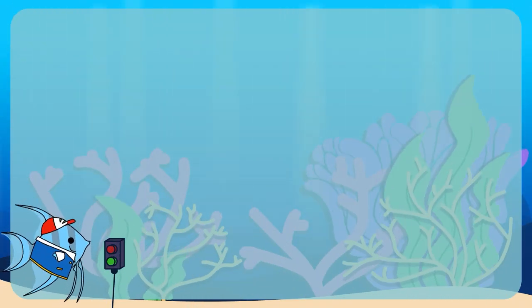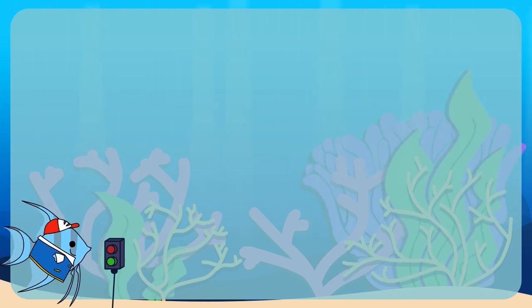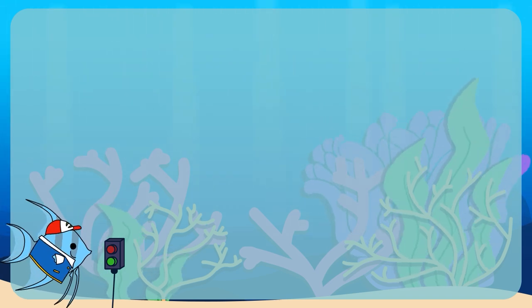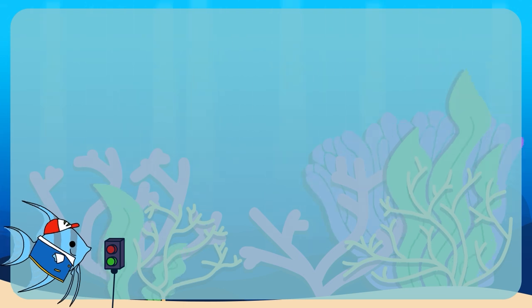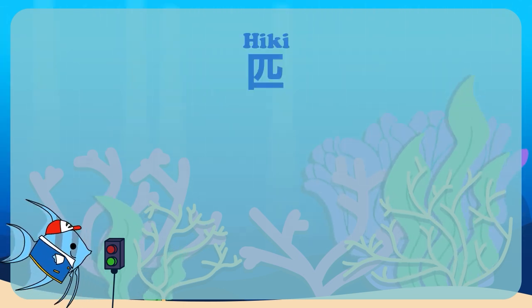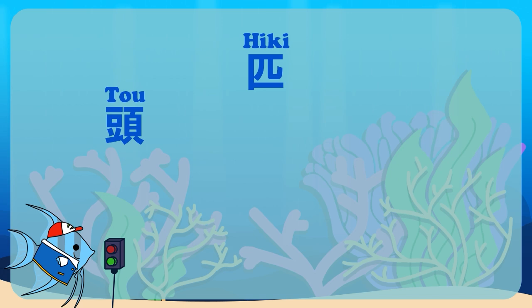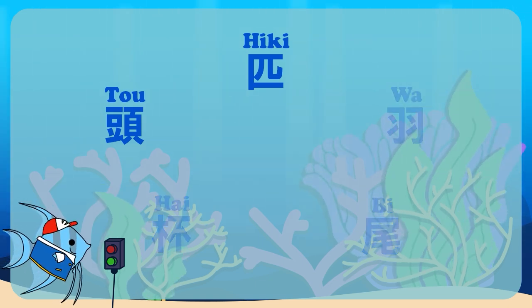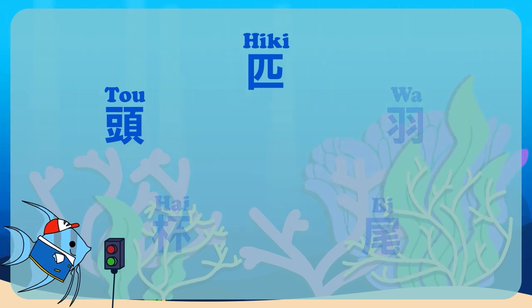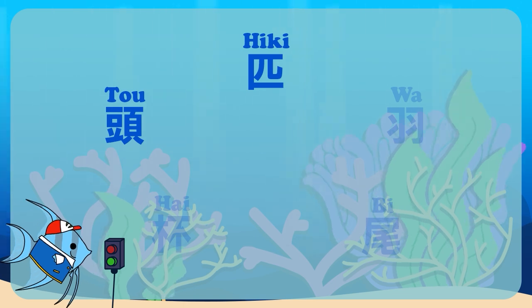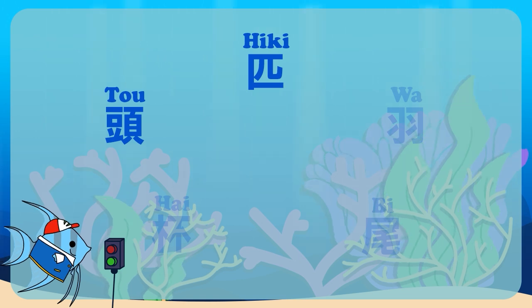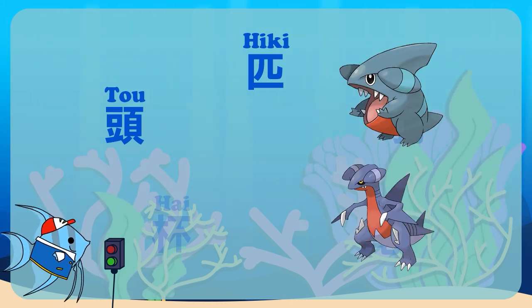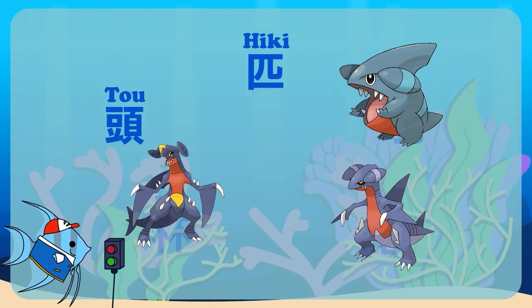What do you need to defeat the gym leaders? Pokemon, of course. How do you count Pokemon? Well, there are a few options. You can use either 匹, 頭, 羽, 尾, or 杯 depending on the animal. Animals that are smaller than an average-sized human are counted as 匹. Anything bigger than an average-sized human is counted as 頭. So Gibble and Gabite are counted as 匹, but Garchomp is counted as 頭.